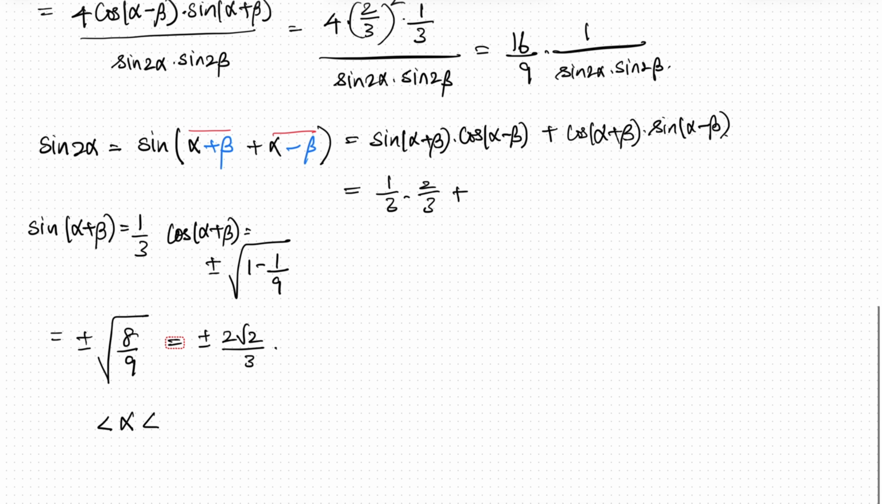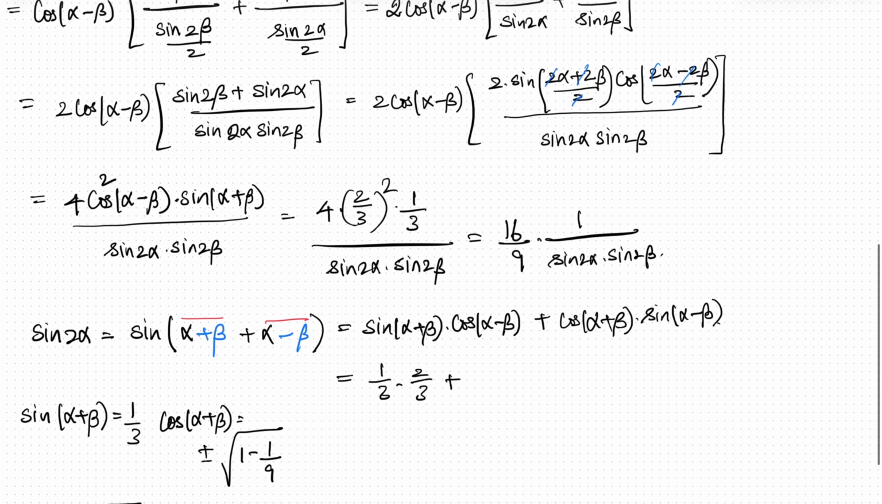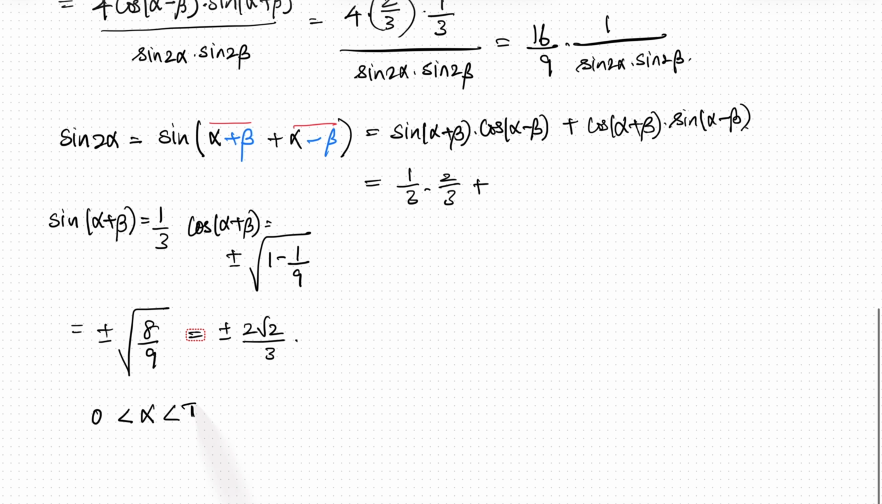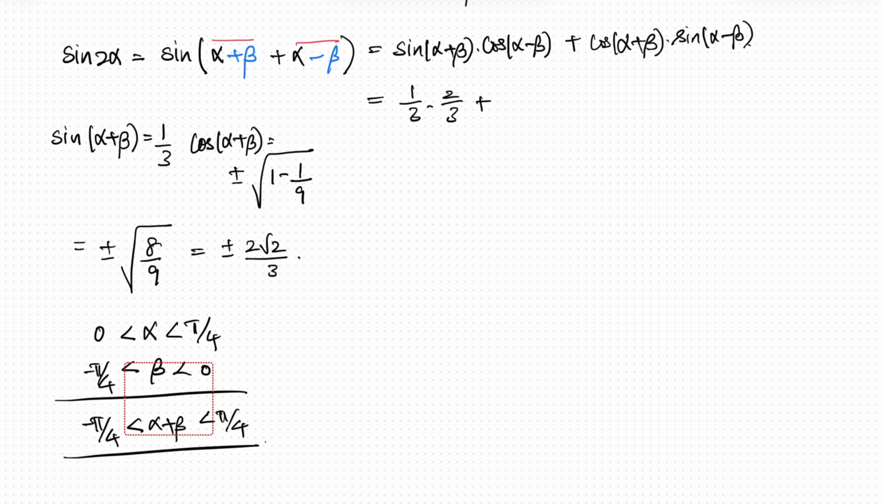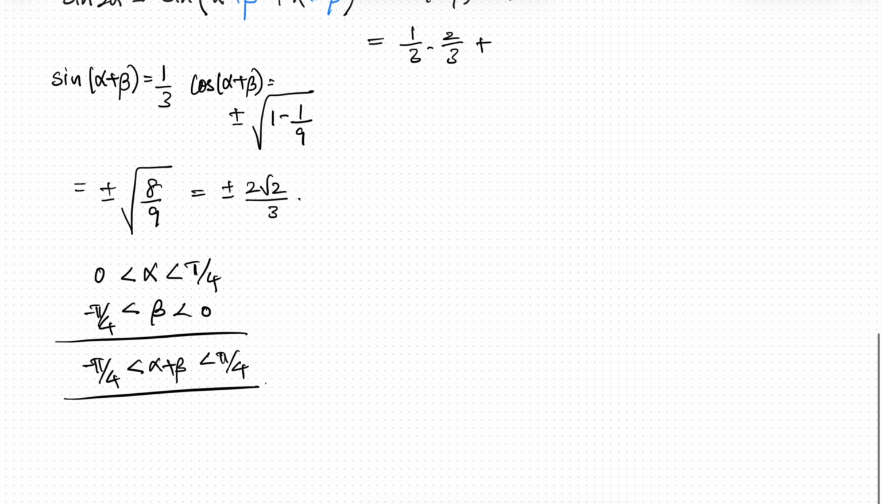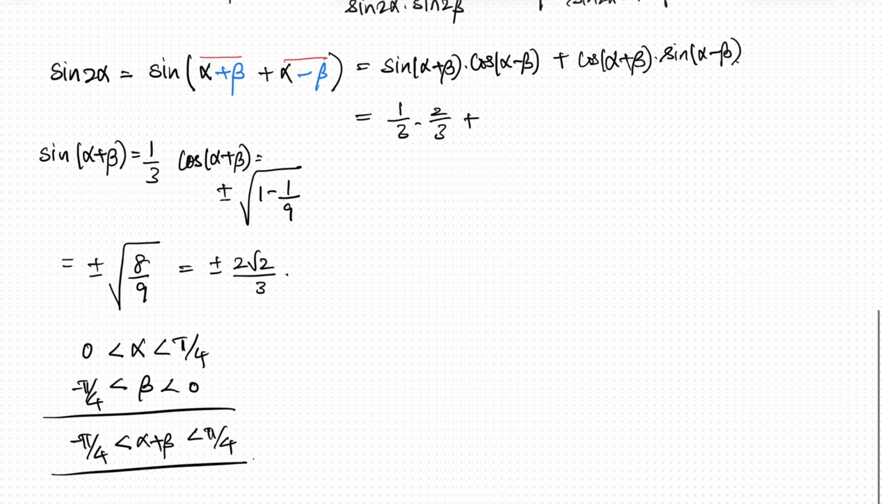Alpha is lying in the first quadrant, 0 to pi by 4, and beta is in minus pi by 4 to 0. So your alpha plus beta will be in minus pi by 4 to plus pi by 4. This means that your alpha plus beta can either be in your first quadrant or your fourth quadrant. If it is in your first quadrant, all the ratios are positive, and if it's in your fourth quadrant, cos is positive. And here we have to find the cos of alpha plus beta, right?